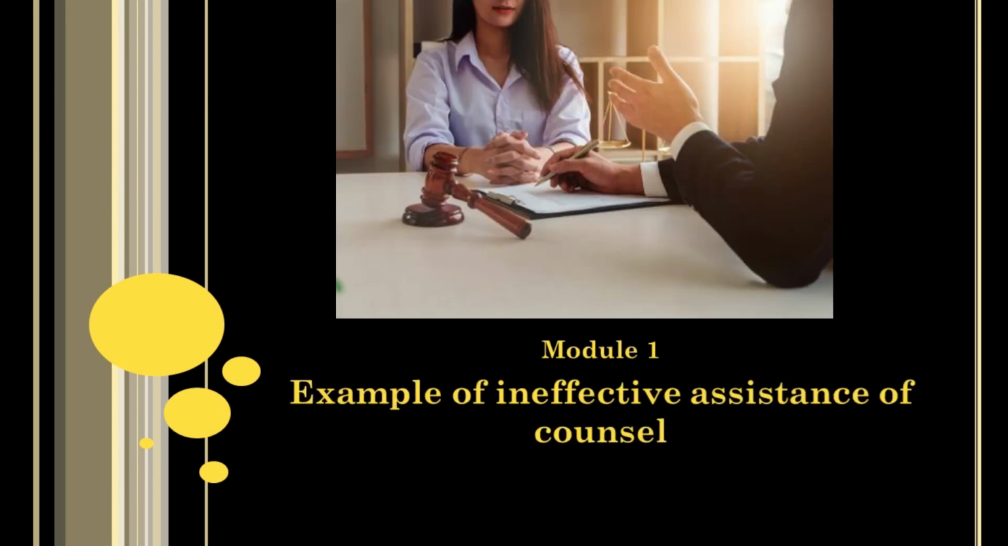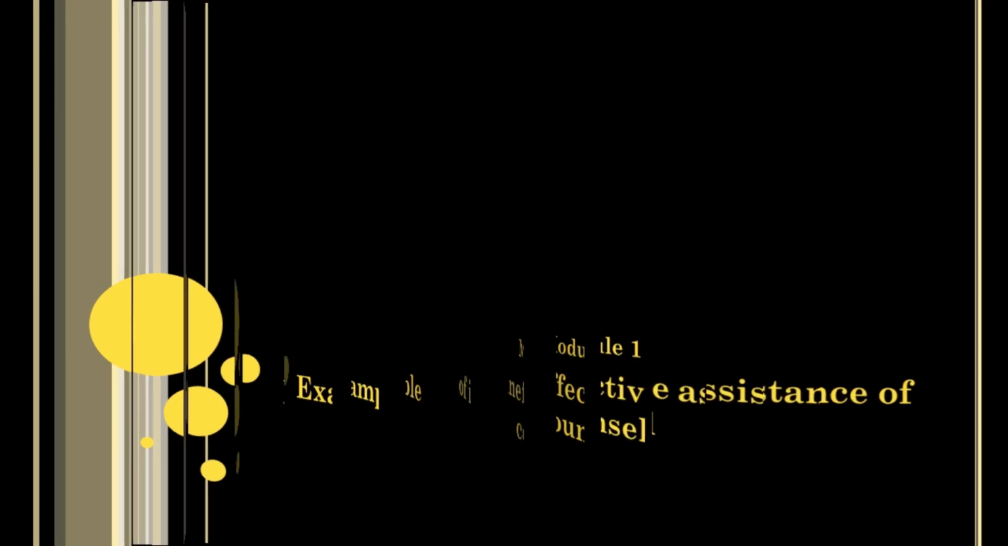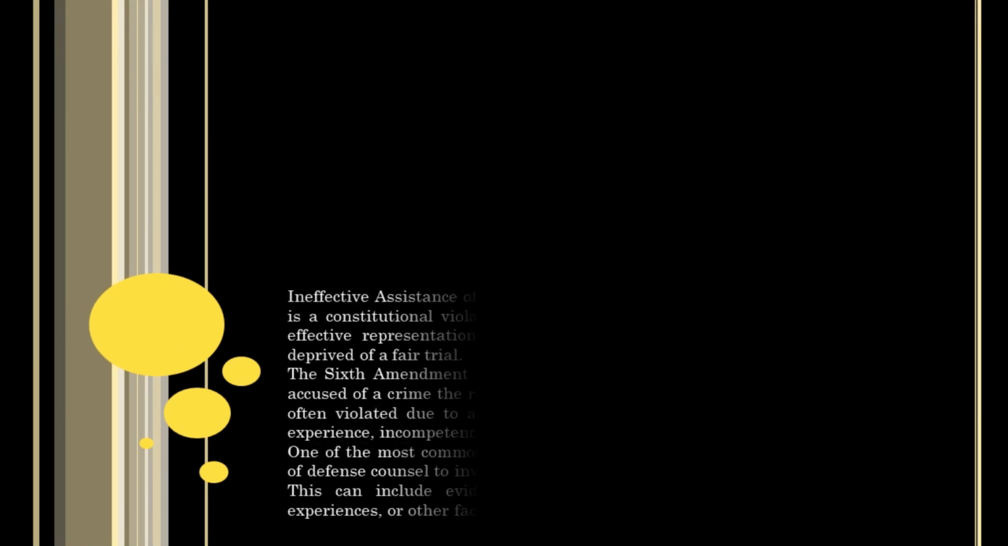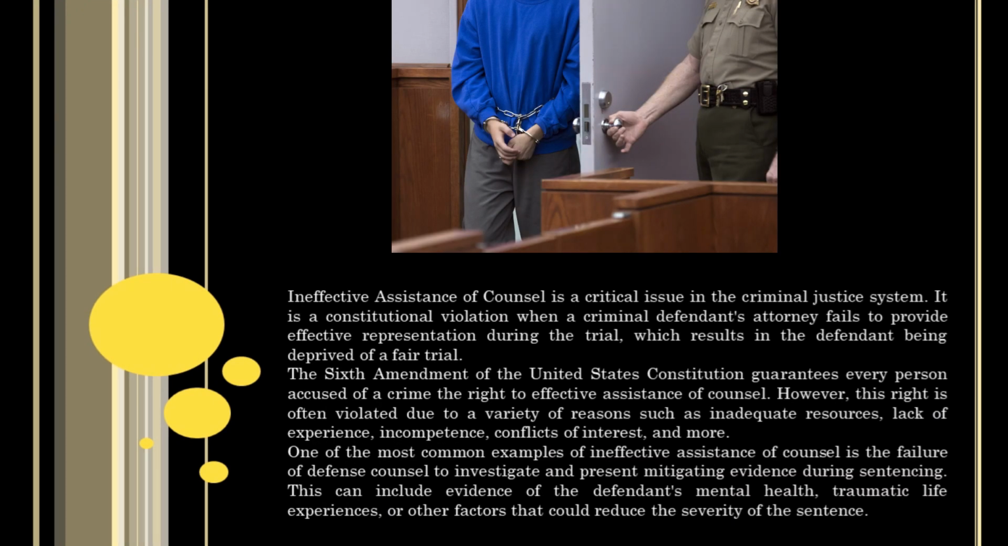Module 1. Example of ineffective assistance of counsel. Ineffective assistance of counsel is a critical issue in the criminal justice system. It is a constitutional violation when a criminal defendant's attorney fails to provide effective representation during the trial, which results in the defendant being deprived of a fair trial. The Sixth Amendment of the United States Constitution guarantees every person accused of a crime the right to effective assistance of counsel. However, this right is often violated due to a variety of reasons such as inadequate resources, lack of experience, incompetence, conflicts of interest, and more.